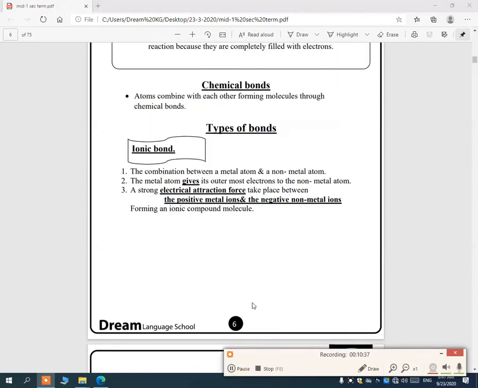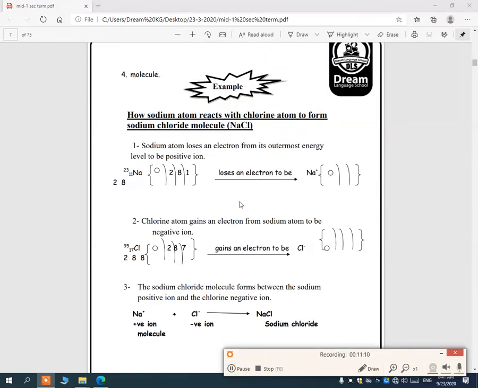Now let's talk about the chemical bonds. You have to know that atoms combine with each other by bonds. So we have many types of bonds. The first type is the ionic bond. The ionic bond always arises between a metal atom and a non-metal atom. I mean that the metal will lose its outermost electron and give it to the non-metal to be stable.